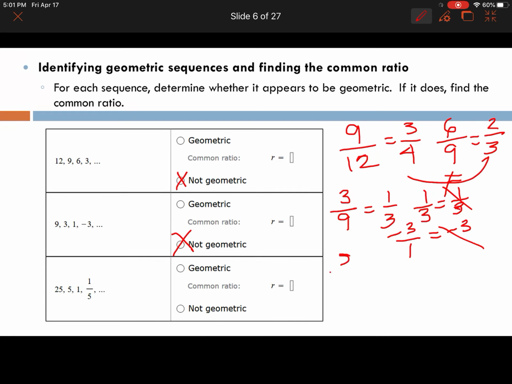All right, so this one will be 5 divided by 25. Okay, so that's 1/5. And then we have 1 divided by 5, so that's 1/5. And then we have 1/5 divided by 1, which is 1/5. So every one that's listed here has that same ratio, so we have to assume that it continues. So the ratio is 1/5.